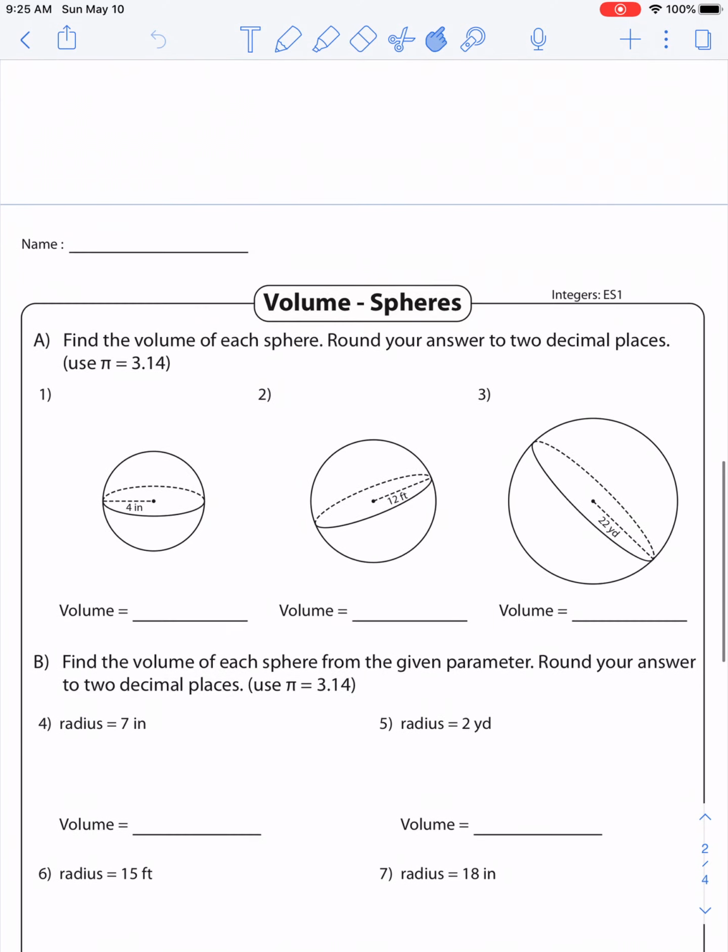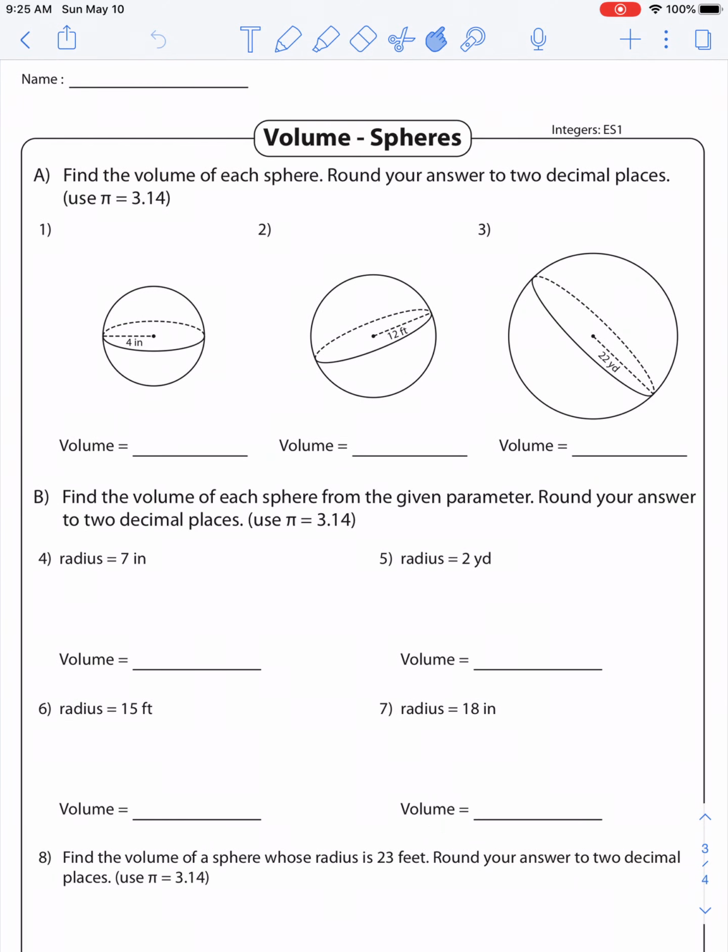If you scroll down, you'll be able to see that you have some practice problems to do.